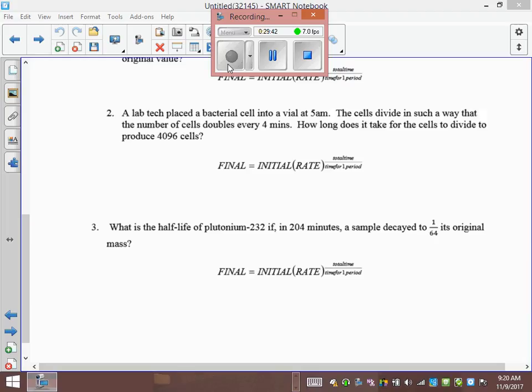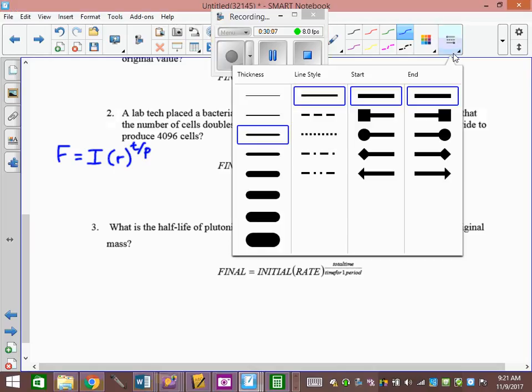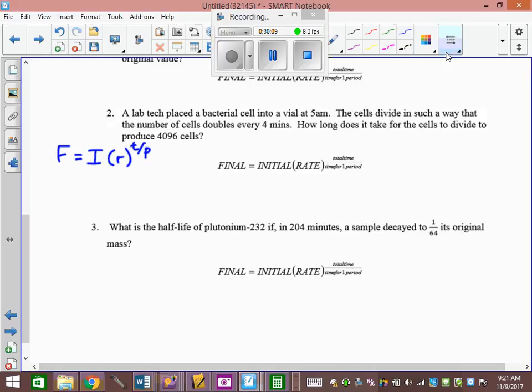So the one type of question we're going to go through now is half-life, doubling, tripling time. If you see half-life, doubling or tripling anywhere in the question, you're going to do this type of question. The formula I always use is F equals I R to the T over P. I don't care what formula, you're rarely given a formula on your diploma, but if you are, I don't even care what the formula is.